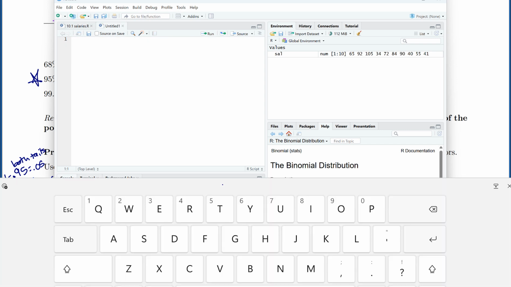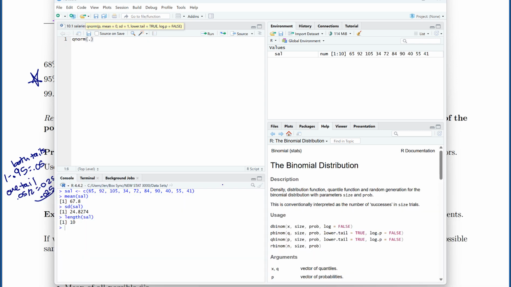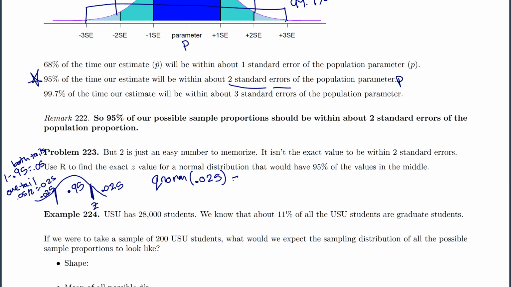Into R, let's start a new script. So qnorm 0.025. That gives me negative 1.96. So that equals negative 1.96. So this value right here is negative 1.96.